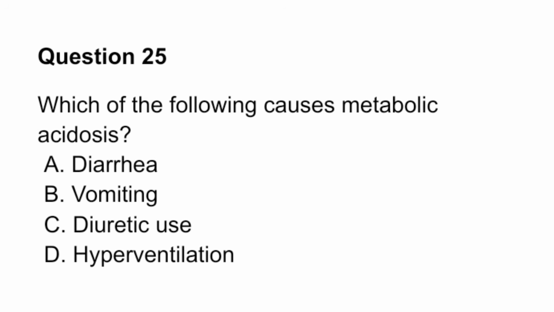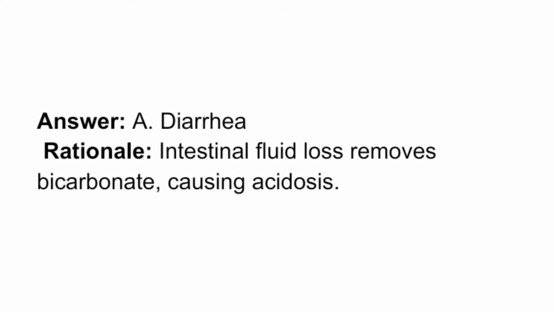Question 25. Which of the following causes metabolic acidosis? A. diarrhea, B. vomiting, C. diuretic use, D. hyperventilation. Answer: A. diarrhea. Rationale: intestinal fluid loss removes bicarbonate, causing acidosis.